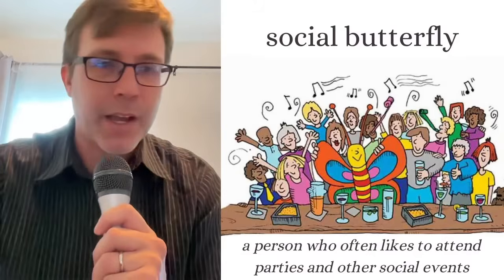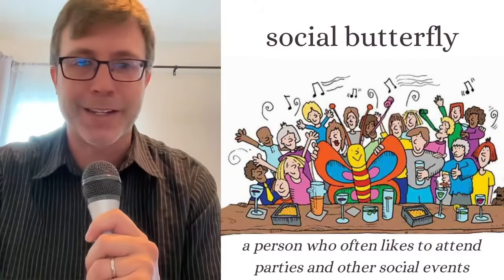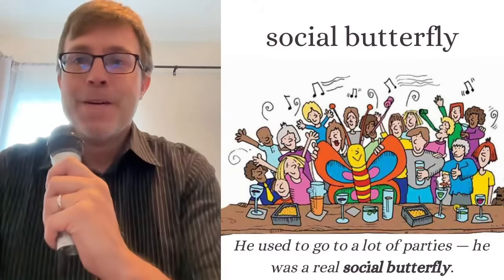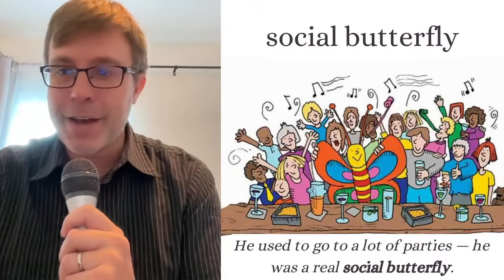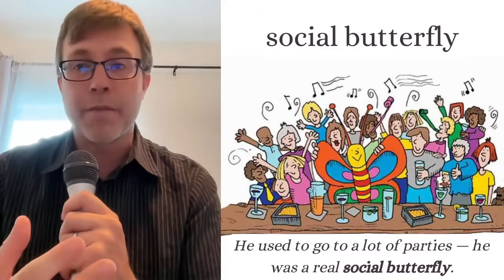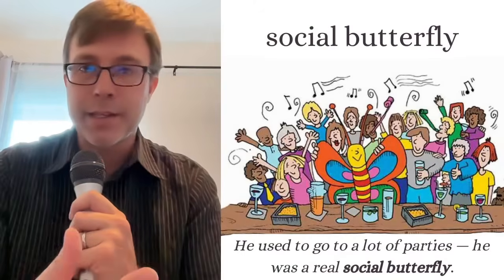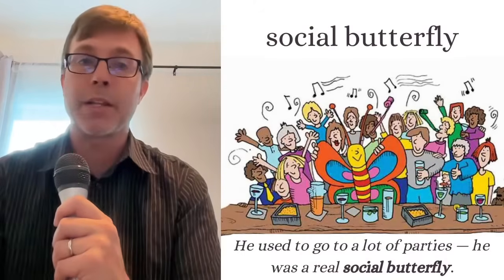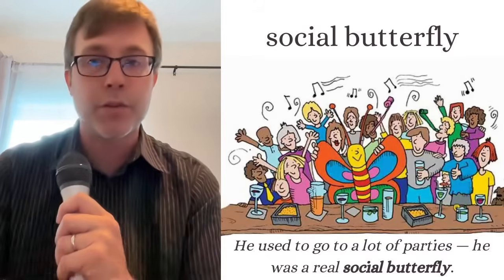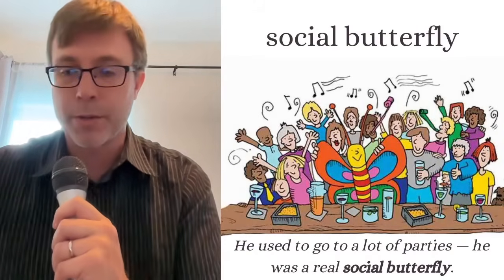Excellent. Seems like you guys, I think, knew that one. I didn't give you probably long enough to answer, so I apologize. Here I give you an example sentence as well. He used to go to a lot of parties. He was a real social butterfly. In this example, it'd be like you're talking about someone in the past. They used to do this thing. They used to be like this. And he was a real social butterfly.